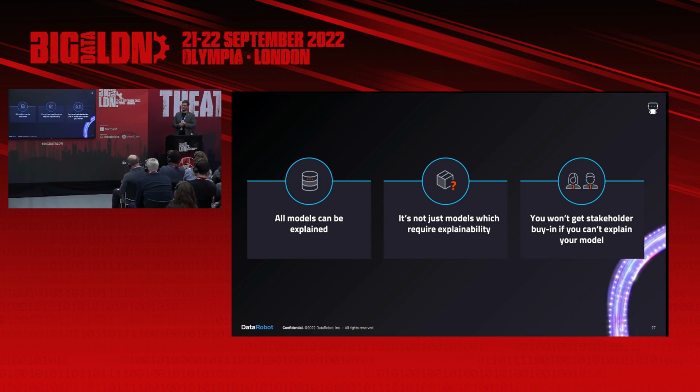And the last one, hopefully you took this away: getting your business stakeholders on board and engaging them in the conversation is the only way to allow you to be successful in delivering your AI projects.